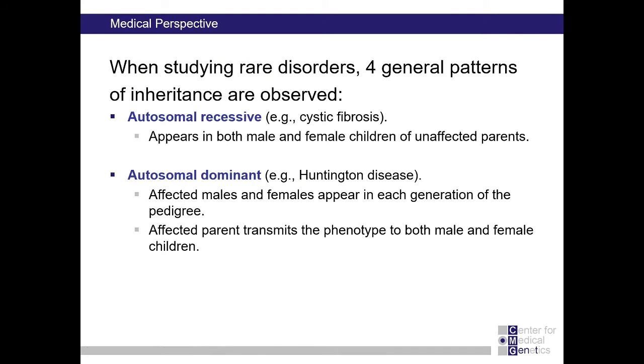So, the medical perspective. When studying rare disorders, 4 general patterns of inheritance are observed. Autosomal recessive, such as cystic fibrosis, appears in both male and female children of unaffected parents. So it is just like what you have learned in the Mendel chapter. Autosomal dominant, such as Huntington disease. Affected male and female appear in each generation of the pedigree. Affected parent transmits the phenotype to both male and female children.